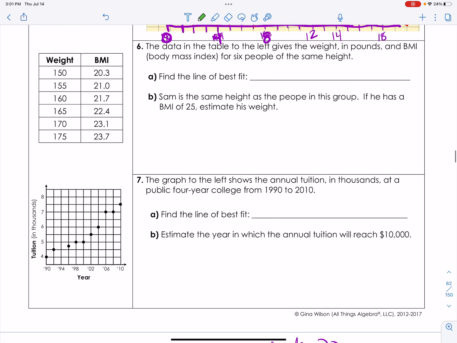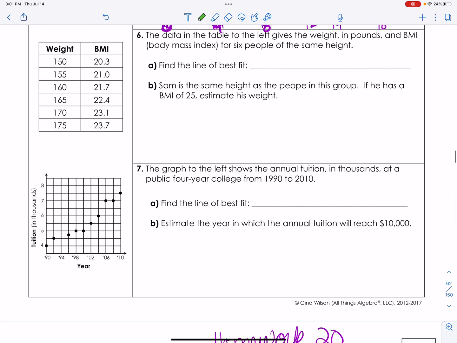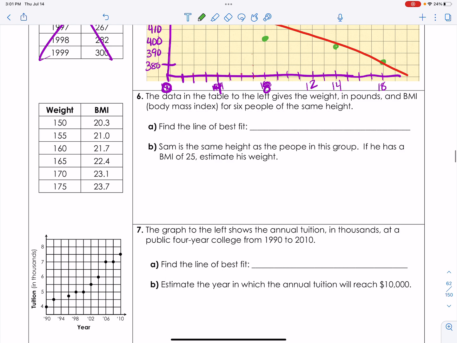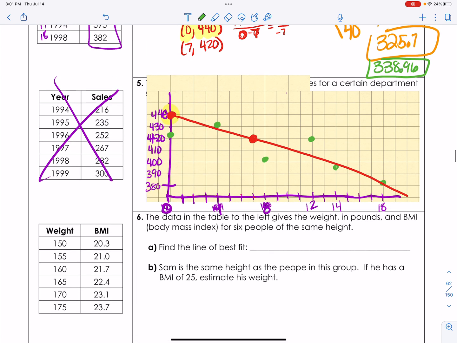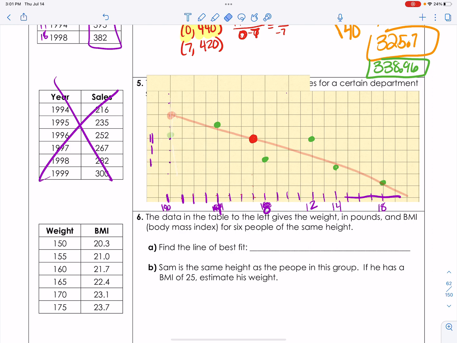Okay, so I am going to just delete all of this writing on here, and we're going to do the BMI one next. Okay. I don't have to try to figure out how to put another graph on there.